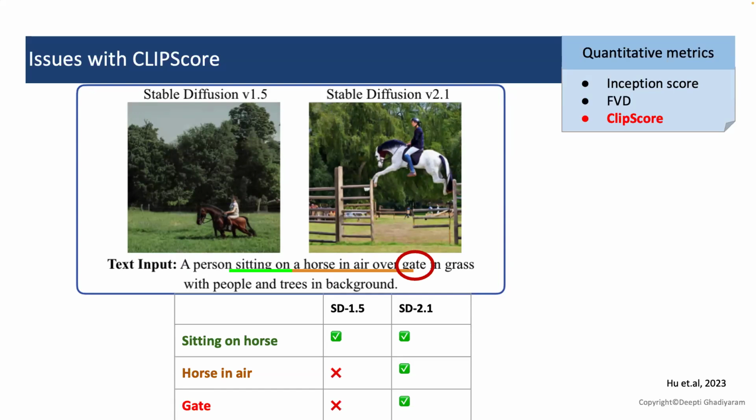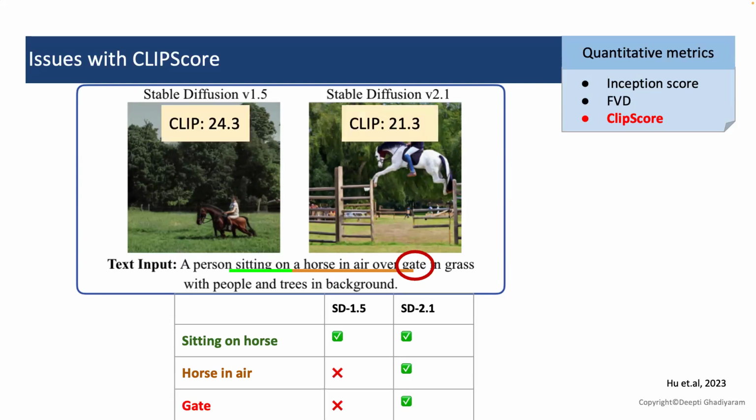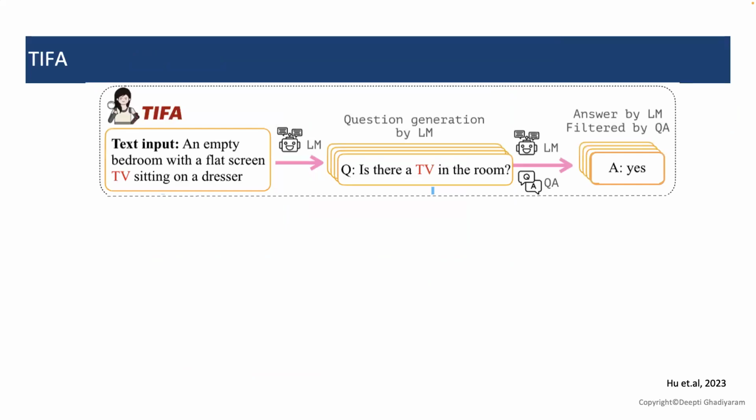So given these clear discrepancies, you'd imagine that CLIP is effectively capturing that there is less alignment in the left image compared to the right. It doesn't. And again, this is not a cherry-picked result of a particular image. This is something that the authors have systematically inspected and documented across different models and different generations. So to address this, they proposed a new benchmark called TIFA. It has two stages. Given a text input or a text prompt, it is passed through a language model. And the task for this language model is to generate question and answer pairs purely by looking at the text, purely based on the information in the text prompt.